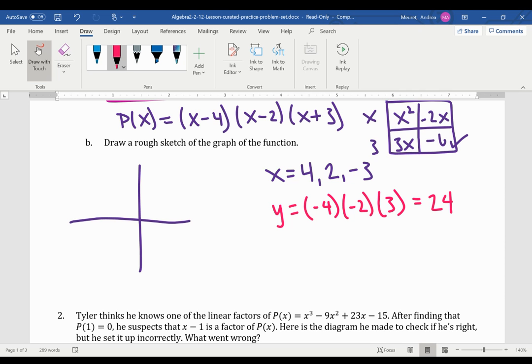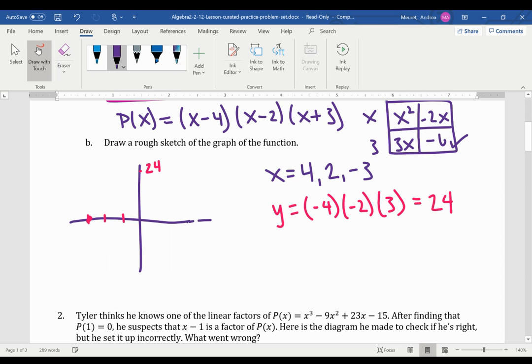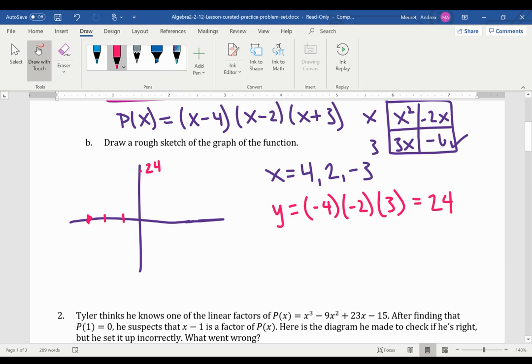Okay, so here's, I'm just kind of making this up. I'll say that's 24. And then my x-intercepts, let's see, maybe put some little points on here. So this is negative 3. And I didn't make that axis quite large enough, so I'll just continue it here. And so then I've got positive 2, 1, 2, and 3, 4.